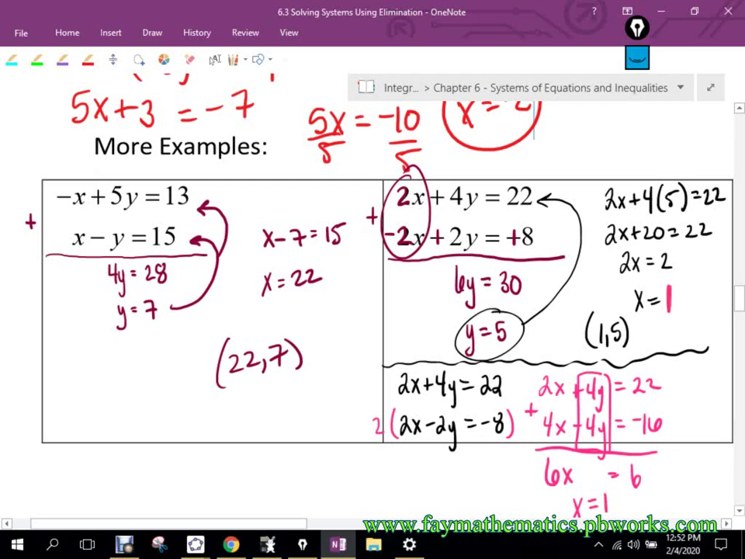Now if I plug back into that equation, I'm going to have 2 times 1, which is just 2, plus 4y equals 22, right? Subtract 2, I get 4y equals 20. What's y going to be? 5. Still 5. Same numbers right there, right? We still get the answer 1, comma 5.